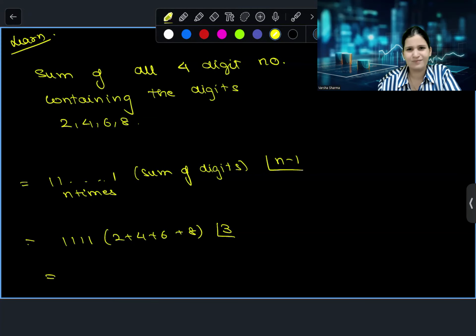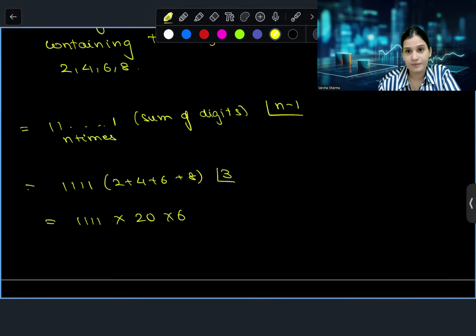120. Huh? How? Multiply 1111 with the sum. The sum is 20 and factorial 3, that is 6. Multiply this. 133320. Exactly. 1,33,320.